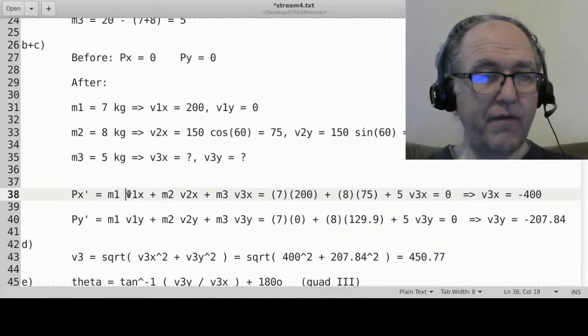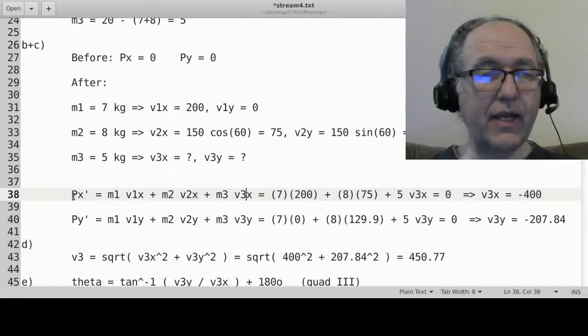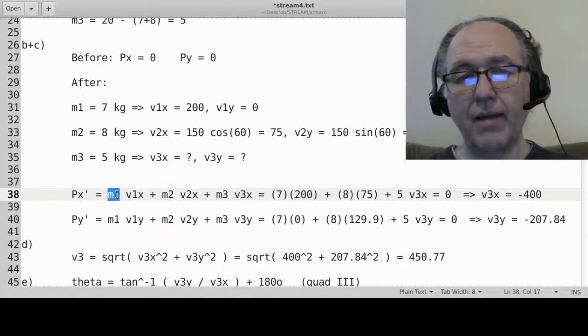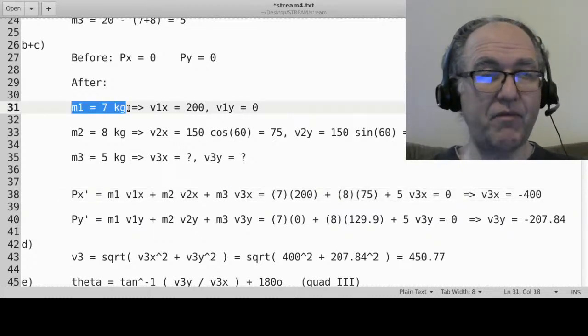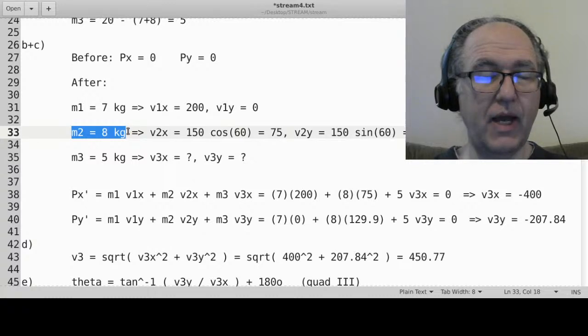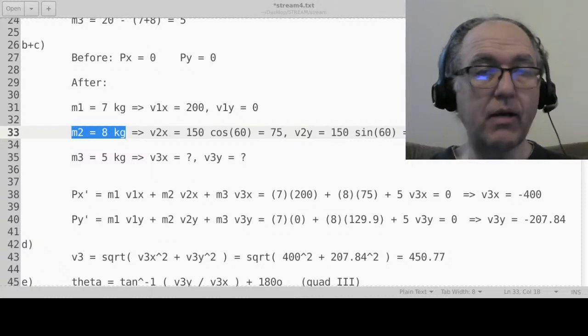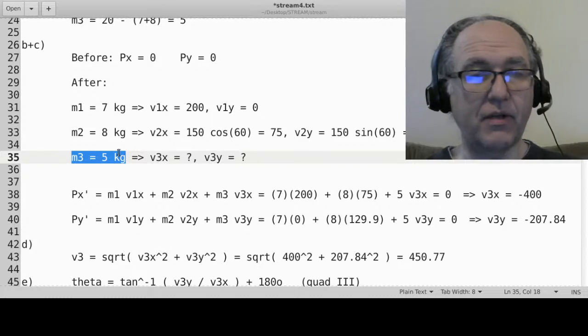It's m1 v1, but only the x component. m2 v2, but only the x component. m3 v3, but only the x component, like that. Now you take a look at this and you go, do I know m1, m2 and m3 to start with? And the answer is yes. You know that m1 is 7 kilograms, and you know that m2 is 8 kilograms. And because mass is conserved, there's actually 3 things that we know that are conserved: mass, energy, and momentum. So because mass is conserved, the third piece has to be 5 kilograms, like that.